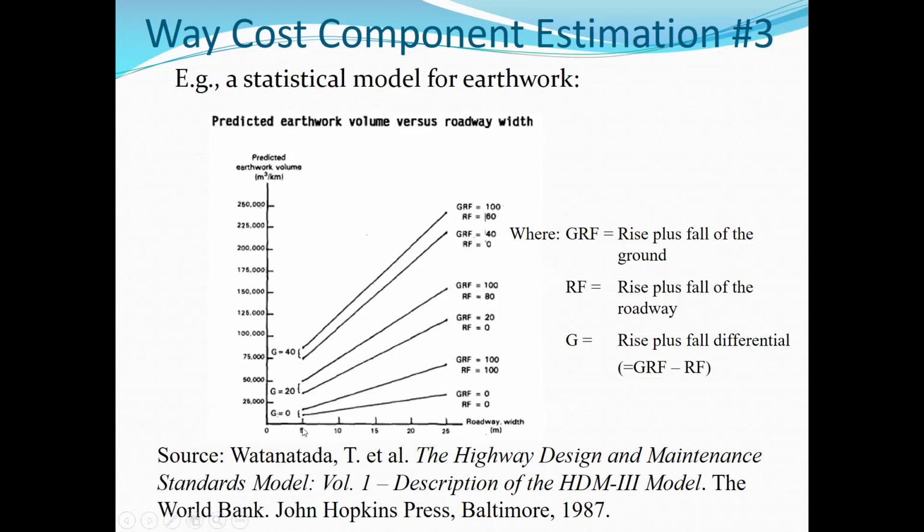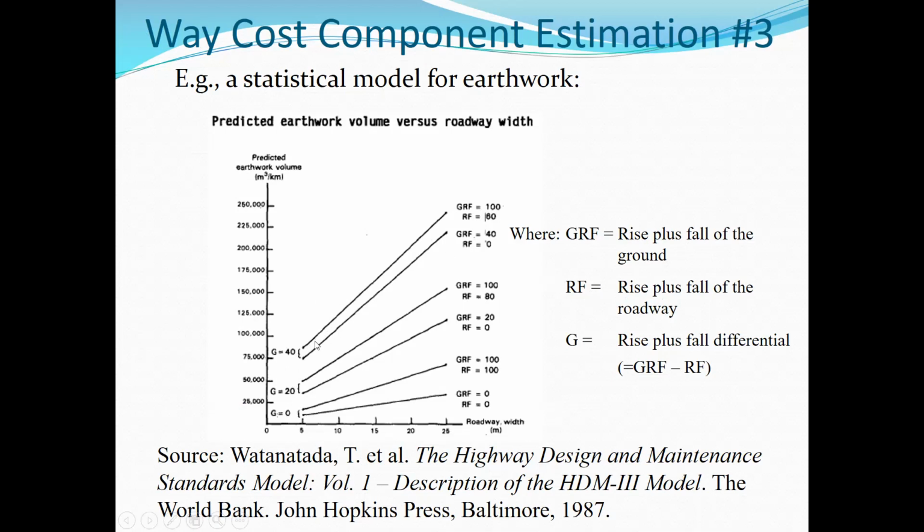So you just say, okay, as the roadway width increases, obviously your predicted earthwork volume will increase. And how much would it increase? If G is equal to 0, G is 20, and Z is 40. And then, where GRF is the rise and fall of the ground, and RF is the rise and fall of the roadway. If GRF is 100 and RF is 60, this is what the cost will look like. And if RF is 0 and GRF is 40, the cost will look like these.